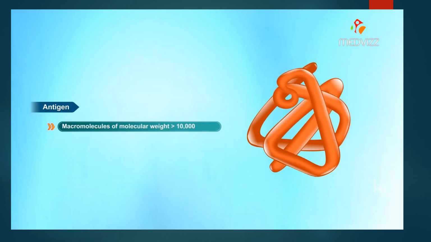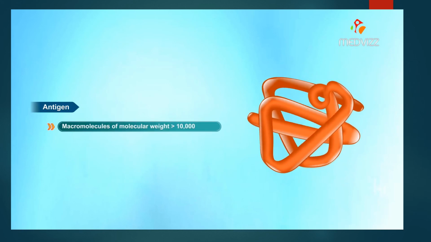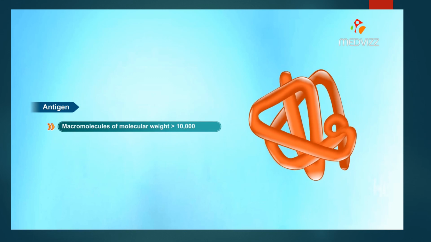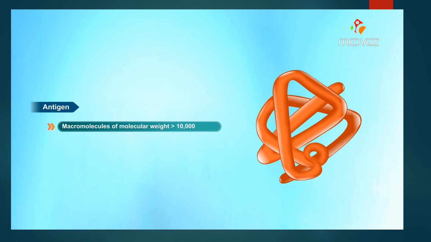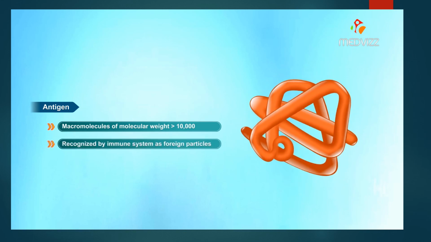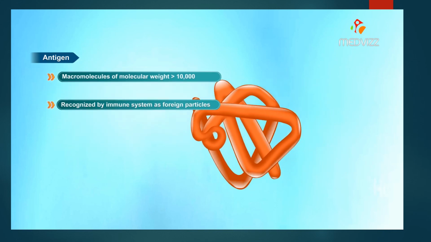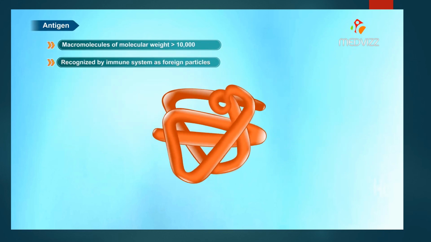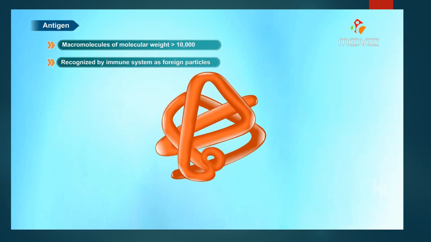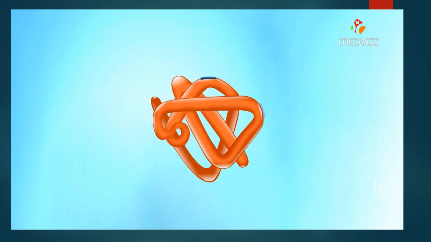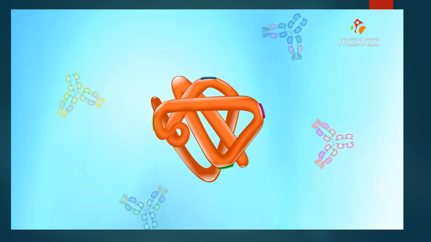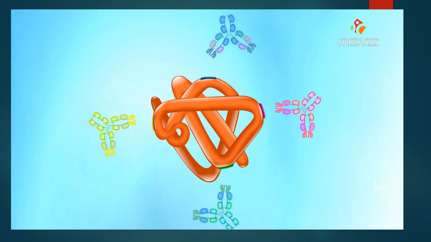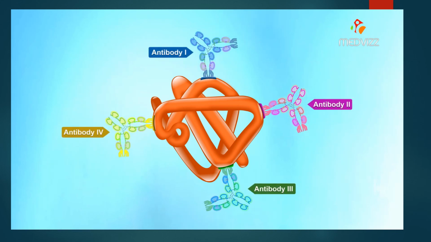Antigens are macromolecules, usually of molecular weight greater than 10,000, such as proteins and polysaccharides. They are recognized by the immune system as foreign. Individual antibodies are not made against the entire antigen molecule, but rather to particular chemical groups on the molecules known as antigenic determinants or epitopes. Many different antibodies can be made against a single antigen, each antibody reacting with a different epitope.